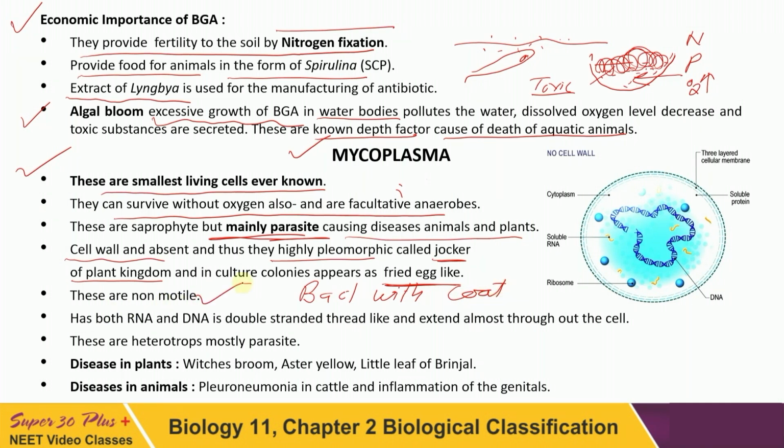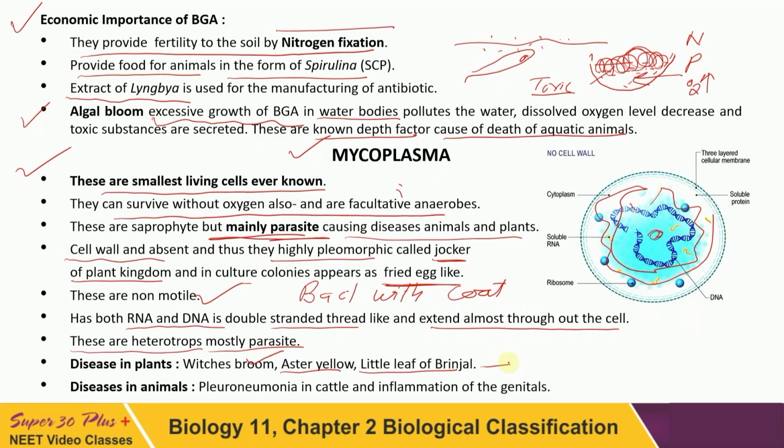These are non-motile. They have both RNA and DNA. DNA is double-stranded and thread-like. You are seeing here that this DNA is not confined to the center of the cell. It is dispersed throughout the cytoplasm, extending almost throughout the cell. These are heterotrophs, as I told you, and most of these are parasites. They cause diseases in plants, such as brome mosaic, aster yellows, and little leaf of brinjal.